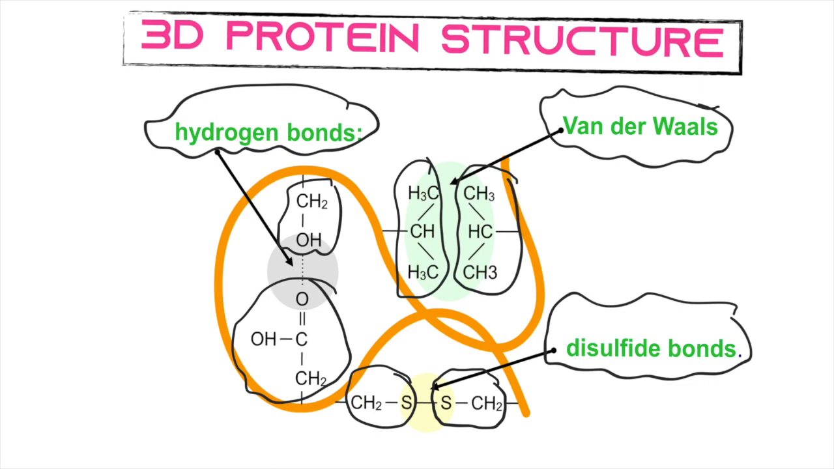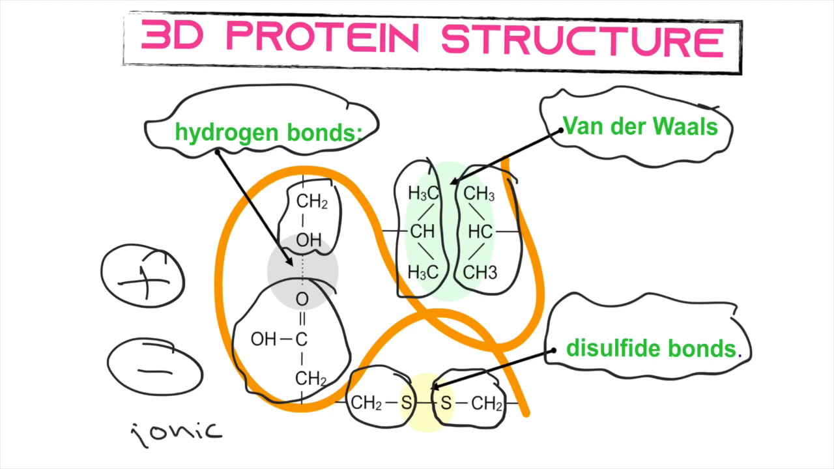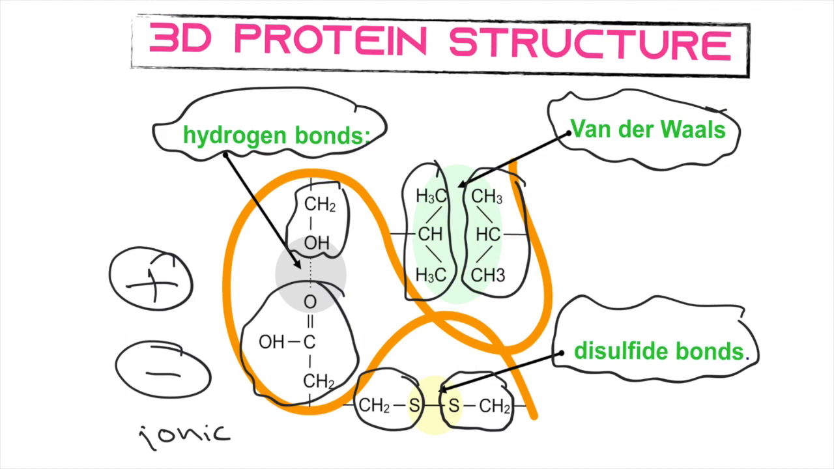One last type of bonding is the one that occur between positive and negative R groups. This type of bonding is known as ionic bonding. So ionic bonding is the fourth type of bonds that are responsible for the 3D shape of proteins.